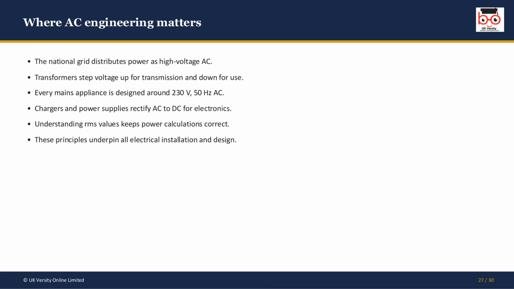Before we finish, it's worth seeing where all this matters. The national grid distributes power as high-voltage AC, with transformers stepping the voltage up for transmission and back down for use. Every mains appliance is designed around that 230-volt, 50 Hz supply, and chargers and power supplies rectify it to DC for their electronics. Getting comfortable with RMS values keeps your power calculations honest, and these same principles underpin all electrical installation and design.